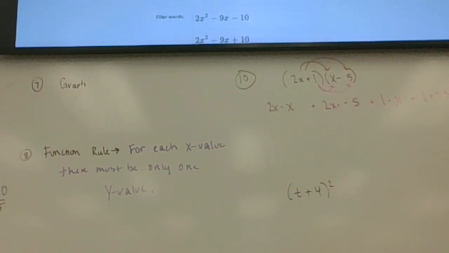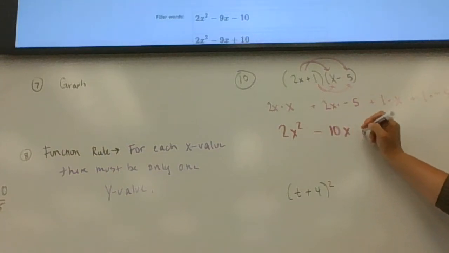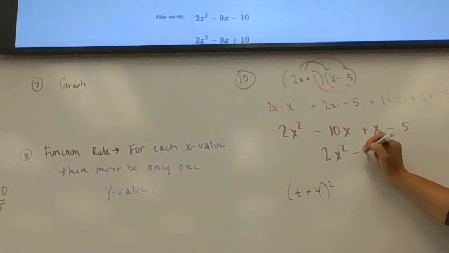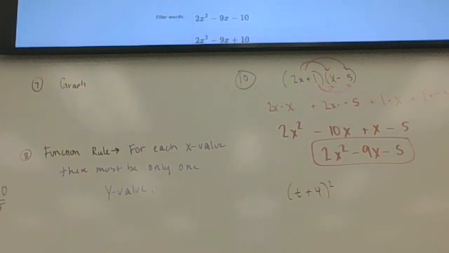How many of you like these straight up math problems more than all the reading? And wish it was just straight up math instead of having to figure out what all these words mean, right? So 2x squared minus 10x plus x minus 5. 2x squared minus 9x minus 5 would be the first one.